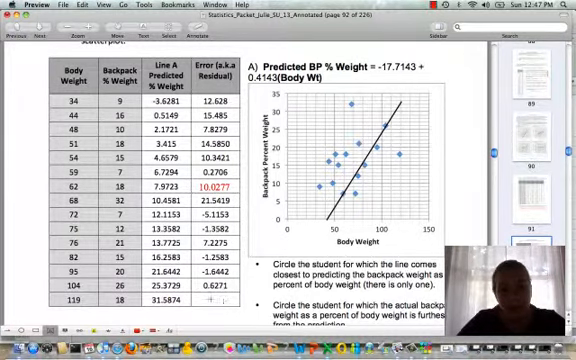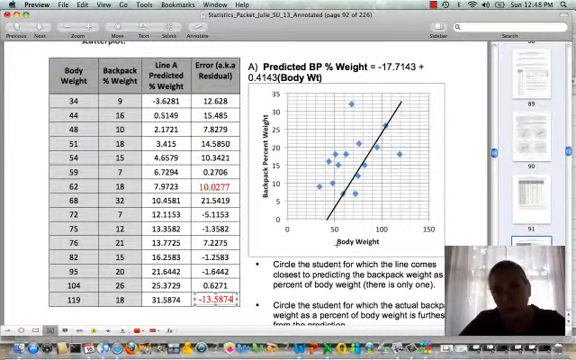And then down here for the last entry, a body weight of 119, if we subtract the backpack weight minus the prediction, we get negative 13.5874. And again, you can verify these on your graphing calculators and check these calculations.